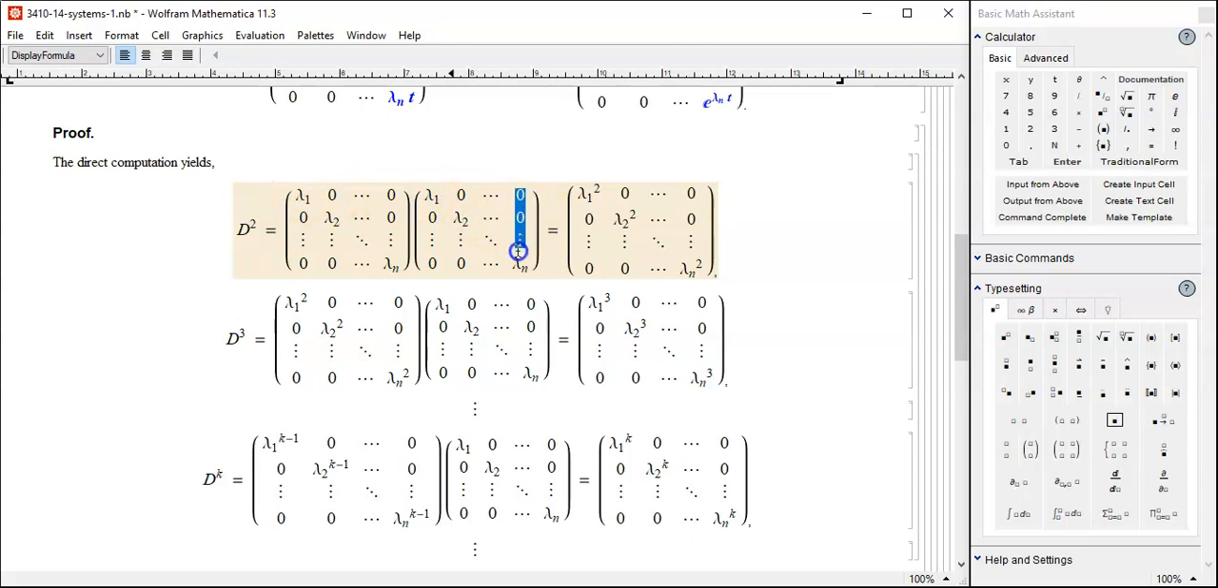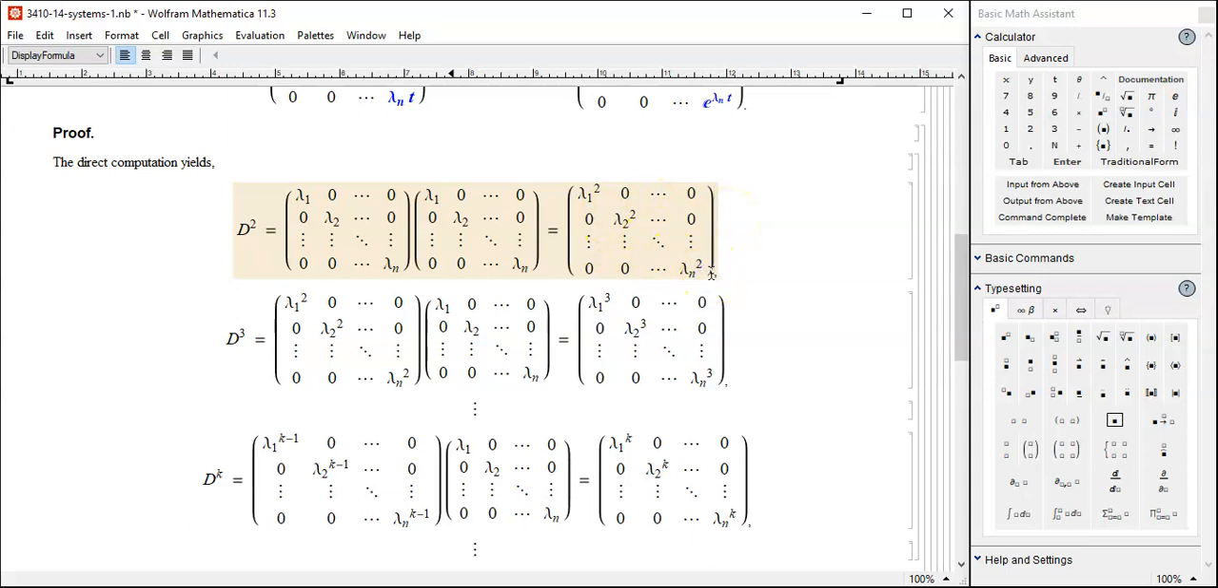How about the last column here? First row times last column, again the same deal. This 0 kills off this lambda 1, and this 0 kills off this lambda n, and everything else in the middle, 0 times 0, so we have to have 0. All these must be zeros. And then if you use the same idea in the second row, this is what you're going to get. You're going to get just lambda 2 squared here, and so on and so forth.